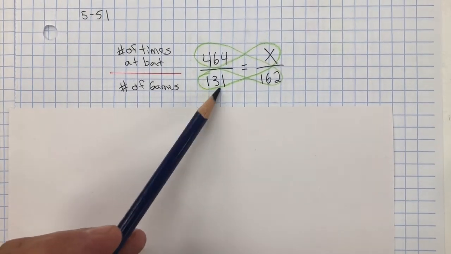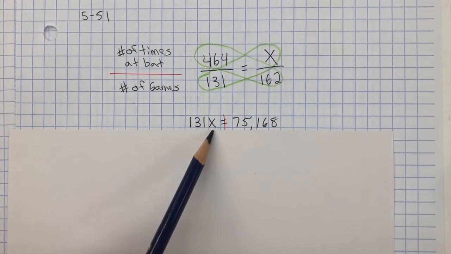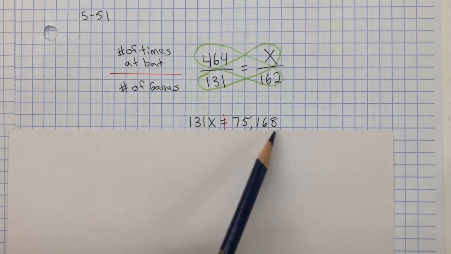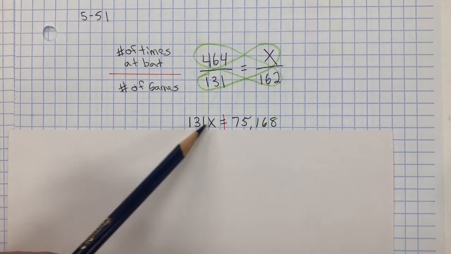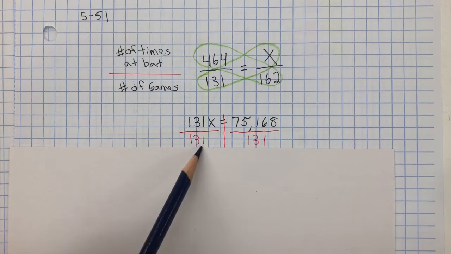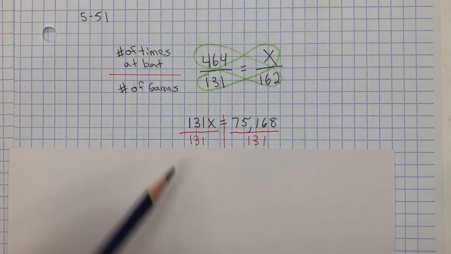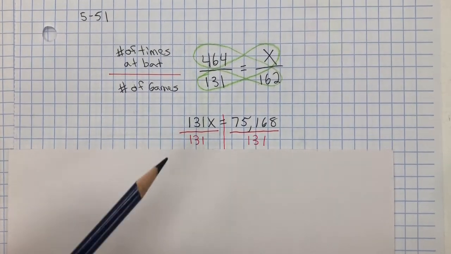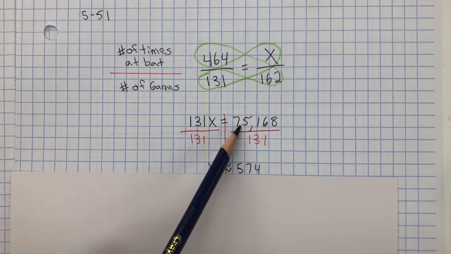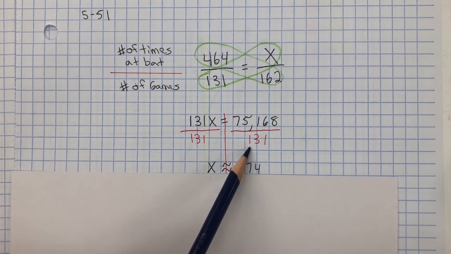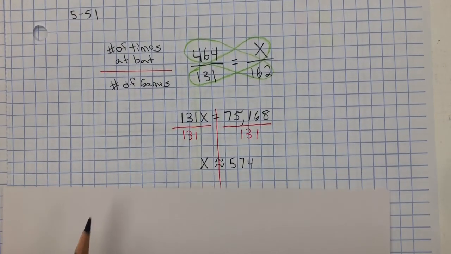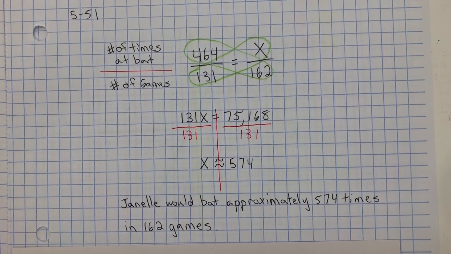So we have 131 multiplied by x is 131x. 464 multiplied by 162 is 75,168. Now we do the inverse property of multiplication, which is division. We divide both sides by 131. 131 divided by 131 makes the giant 1, and 1 multiplied by x is x. 75,168 divided by 131 is approximately 574. So Janelle would bat approximately 574 times in 162 games.